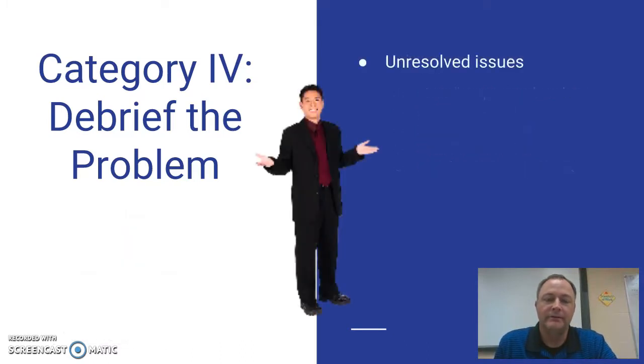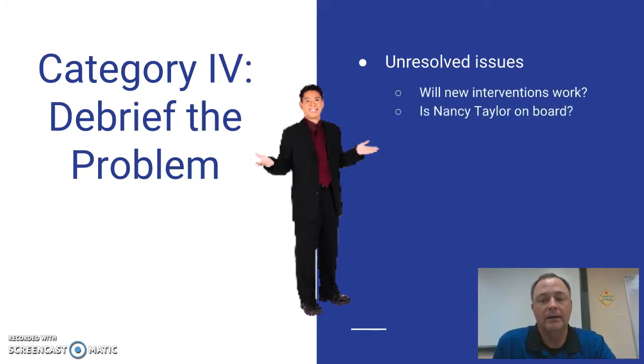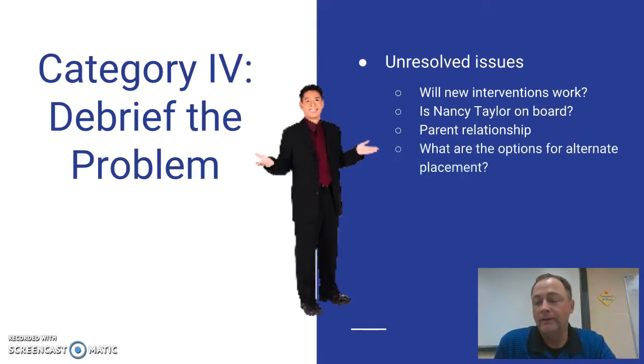So what are some unresolved issues from this? We don't know yet if those interventions are going to work. We don't know if Nancy Taylor is going to be on board with what we're trying to accomplish. We don't know if the parents will ever get back together, or if they will completely sever ties. Maybe somebody moves away. We don't know if there are alternate placements around in this rural community. Is there a place where he could go if the regular classroom is not for him?